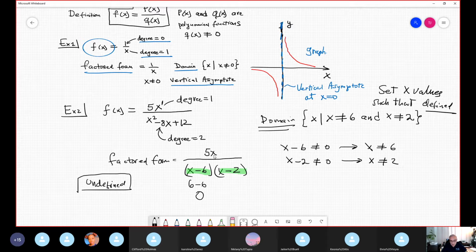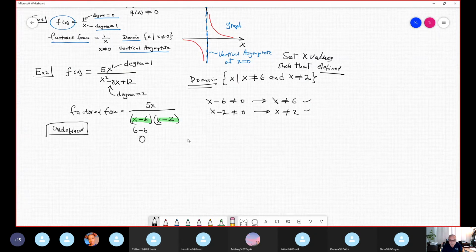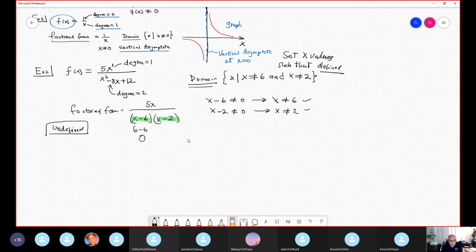So one easy way, as you know from chapter 2, is you take the polynomial or the expression in the denominator, the bottom part, you force it to be equal to 0, and you solve this equation. In this case, we have the solutions 6 and 2. What about the vertical asymptote? Well, the vertical asymptote is associated with the restriction.